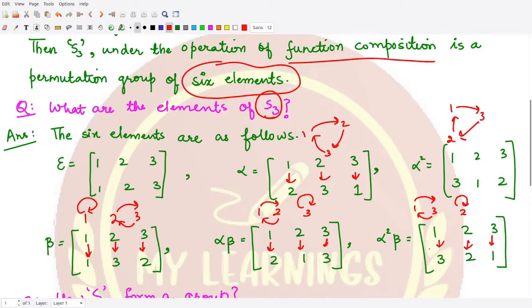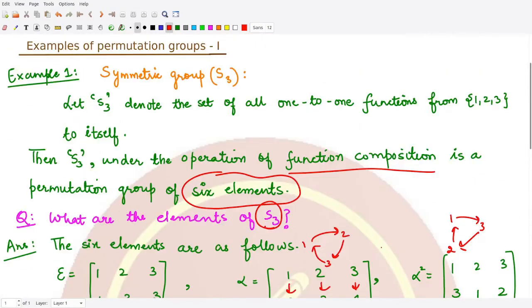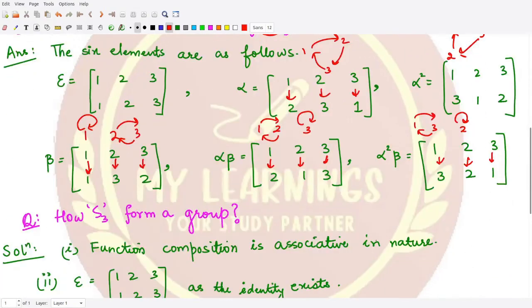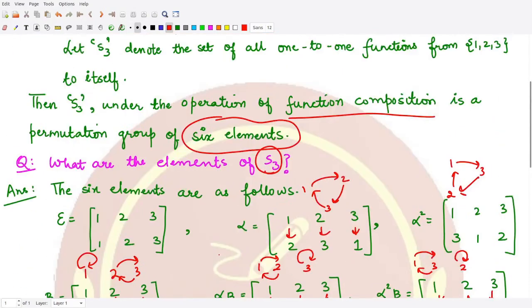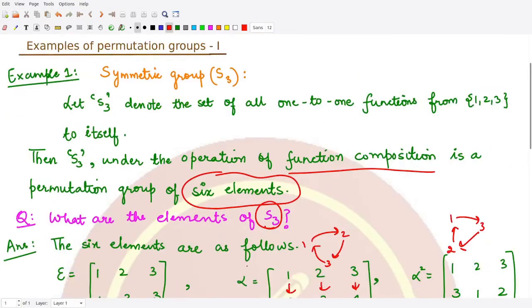Now for this group S3, is it really a group? For that we have to check the group axioms. First of all, function composition is a binary operation, so we do not have to check the closure property. For the associative property, we know function composition is associative in nature. Therefore this group also has the property of associativity.